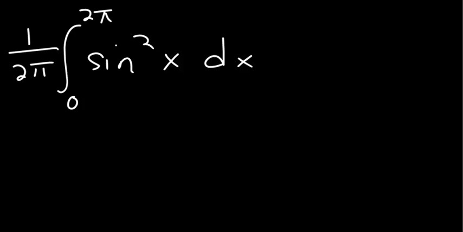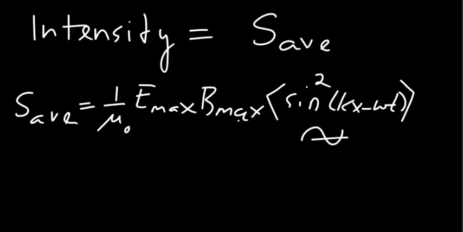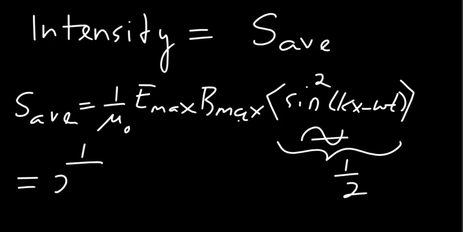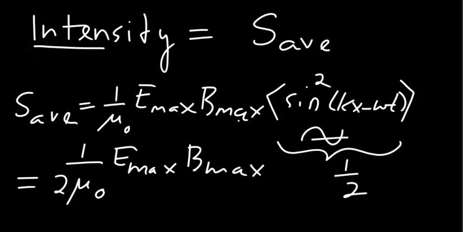This is an elementary integral, and you can show the answer to be half. What that means is this factor has a value of half. So there we go. The average value of the Poynting vector is given by 1 over 2 mu naught, the amplitude of the electric field times the amplitude of the magnetic field. So according to this definition, this is also the intensity of that electromagnetic wave.